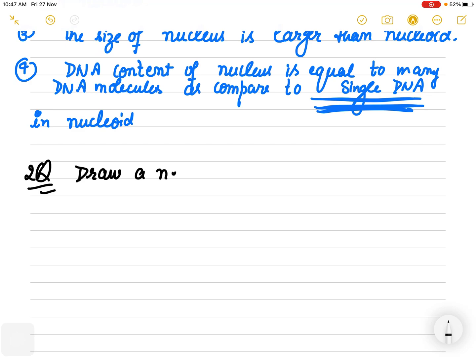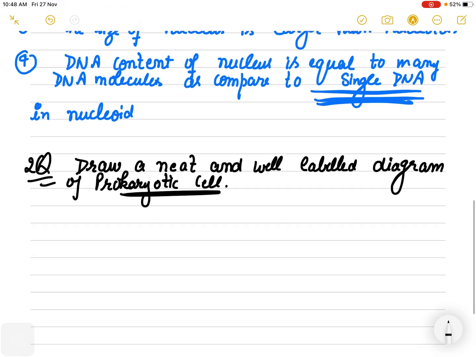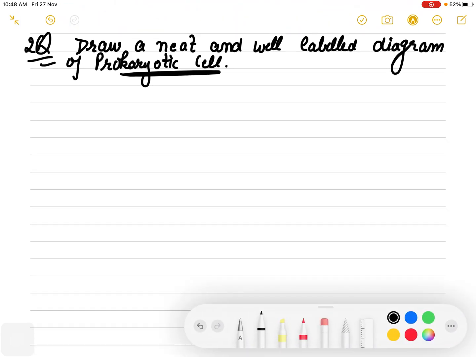So let's move to the next question: draw a neat and well labeled diagram of a prokaryotic cell. If this question comes in the exam, how are you going to draw the diagram? Let's draw it very easily. First, let's make the outer covering.